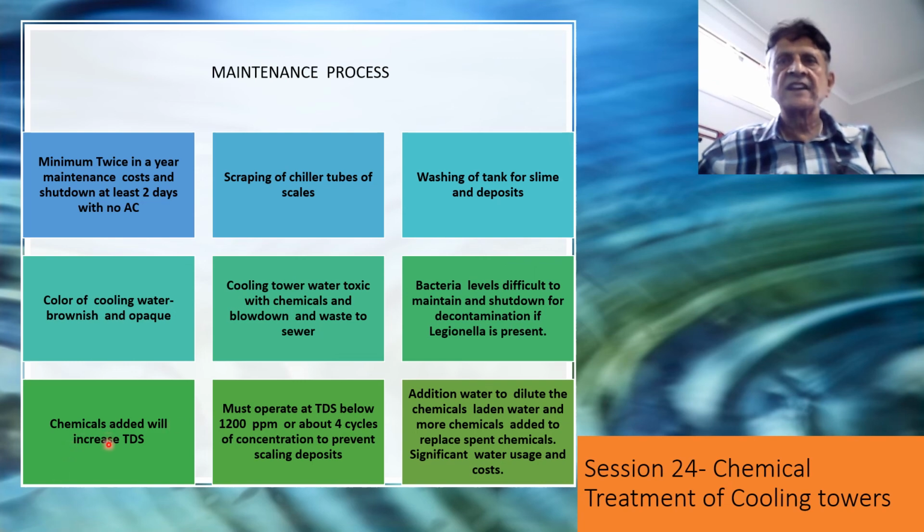Chemicals added will increase the TDS. You must operate the cooling tower with TDS below 1200, failing which there will be big scale deposits. This is equal to about 4 cycles of concentration, depending on the TDS of the raw water, which here is expected to be about 300 ppm. Addition of water to dilute the chemical-laden water, and more chemicals added to replace spent chemicals. There's significant water usage and significant chemical usage and costs.